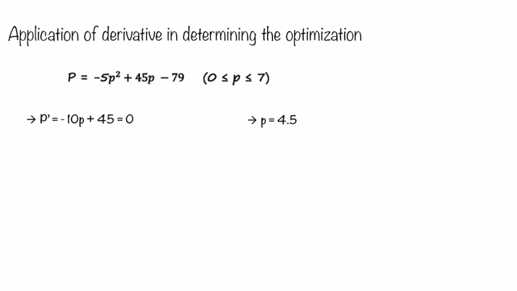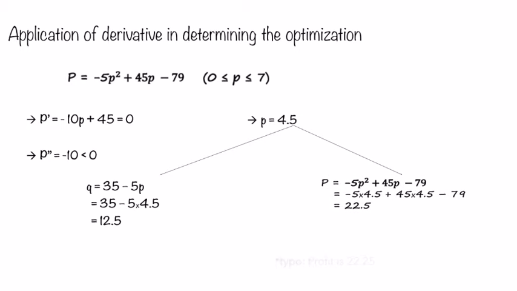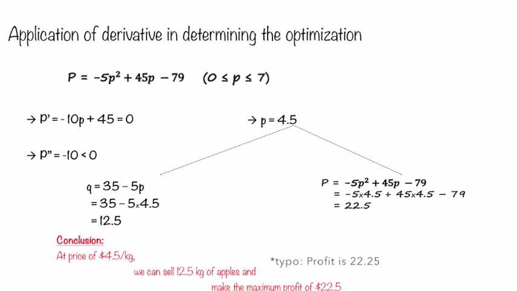With the first derivative, we found that the maximum was at $4.50 per kilo. With the quantity function, we found that we can sell 12.5 kilos a day at this price. And with the profit function, we found that we could expect to make a profit of about $22.5 a day.